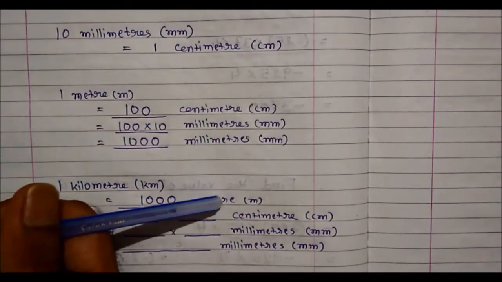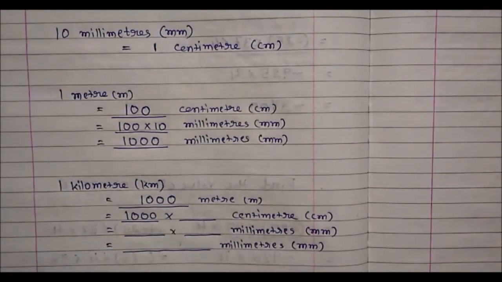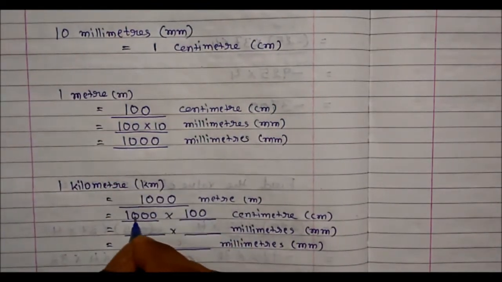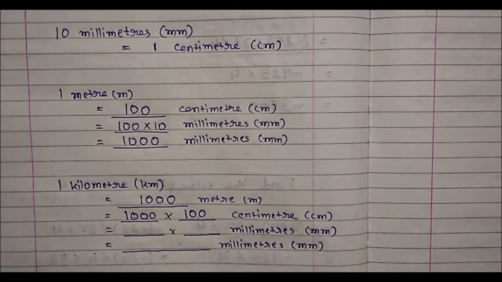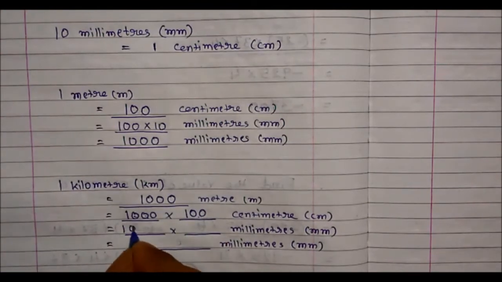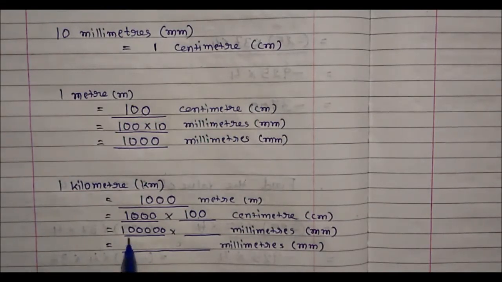On conversion from meter to centimeter, we have 1000 meters, and 1 meter is equal to 100 centimeters. So let's multiply this 1000 with 100. We will get the answer in centimeters. So 1, 2, 3, 4, 5, 0. This is the 1 kilometer equal to 1 lakh centimeters.